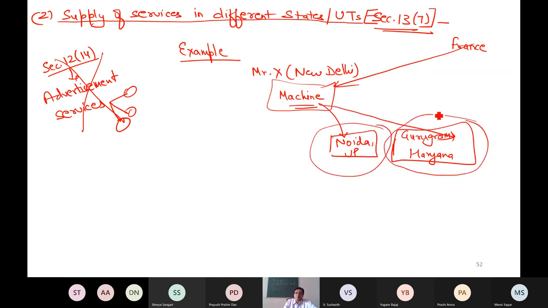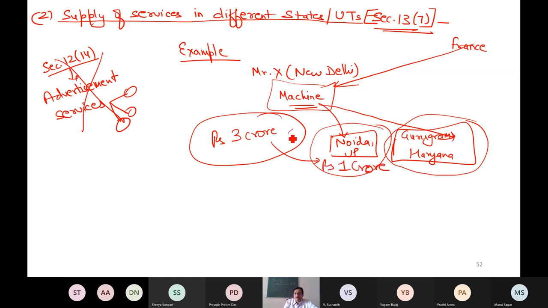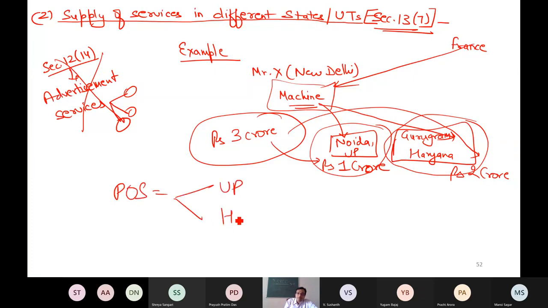For example, if this is the case and the total repairing expense comes out to be rupees 3 crores on that machine, out of which 1 crore is related to the Noida bill. 1 crore will be raised for the Noida branch and 2 crore work of the Gurgaon branch. So in this case, section 13 subsection 7 says that place of supply will be both the states, UP as well as Haryana. In UP, the GST will be on 1 crore and in Haryana the GST will be on 2 crore rupees. That's it. This is what the point is for today's class.